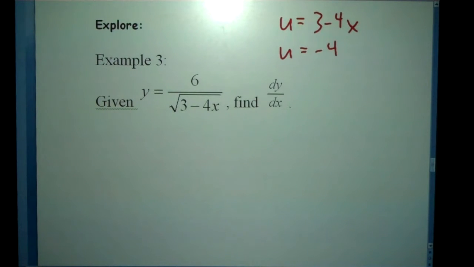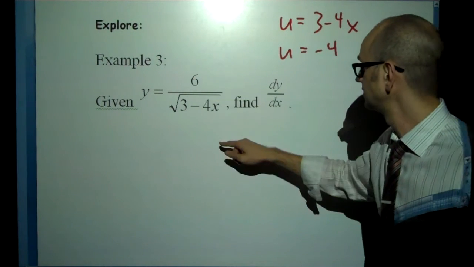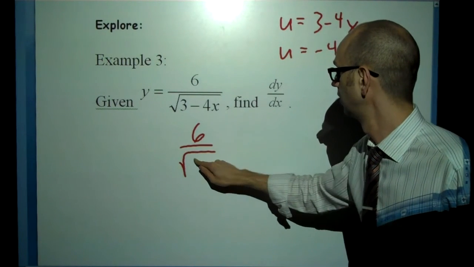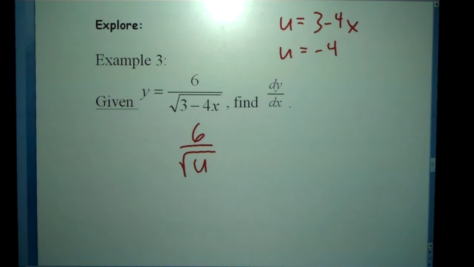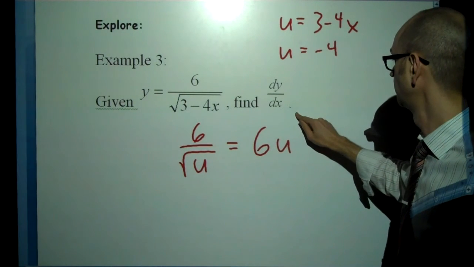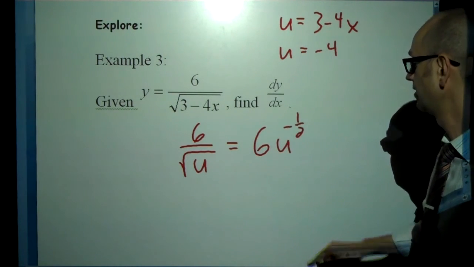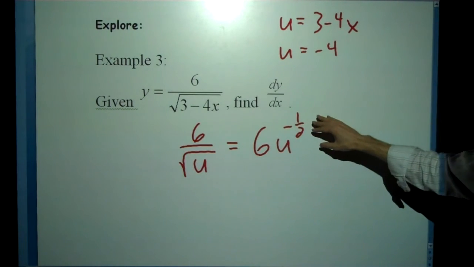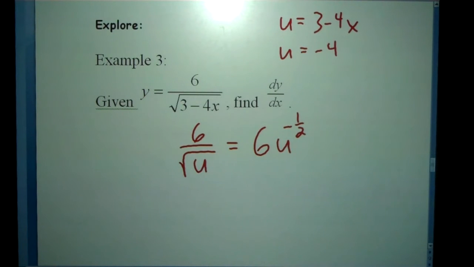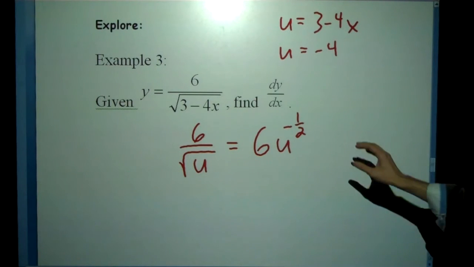All right, and so we could rewrite this then as 6 over the square root of u. Well, what's a better way to write that? We can write that as 6 times u to the negative 1/2 power. The square root makes it 1/2, and the negative is what puts it in the denominator there. We want to now find the derivative of that.